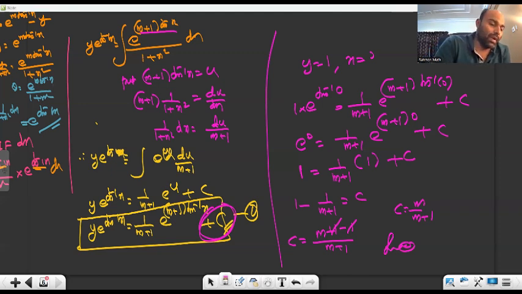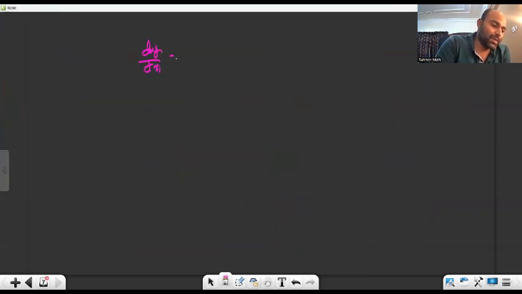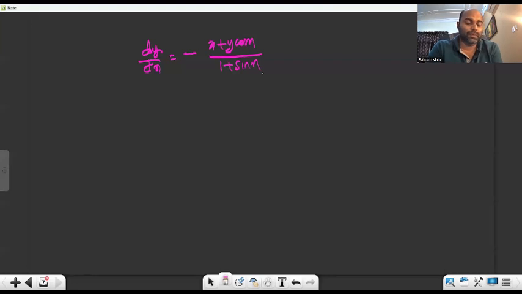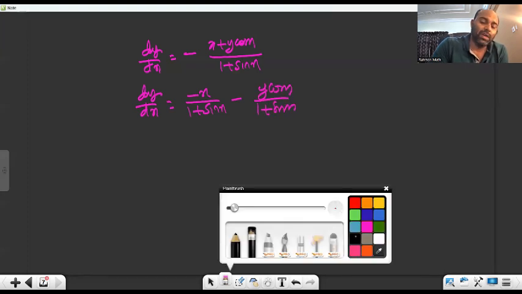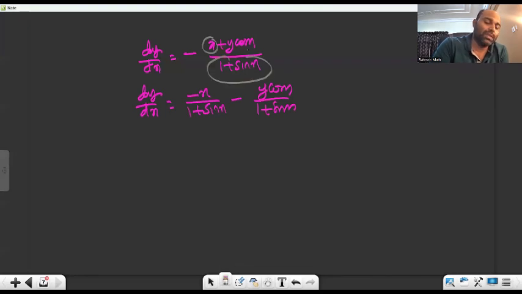10th question. dy by dx equals minus (x plus y cos x) divided by 1 plus sin x. There is a minus sign, don't miss it. So this we can separate: minus x by 1 plus sin x, minus y cos x by 1 plus sin x. I separated the denominator along with this by this and this by this. Easy only by seeing the question.